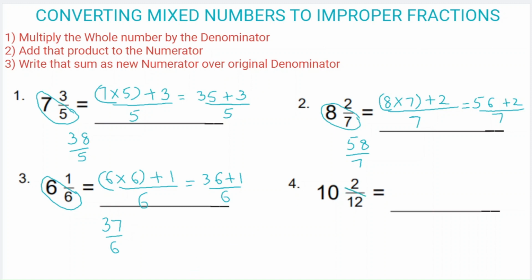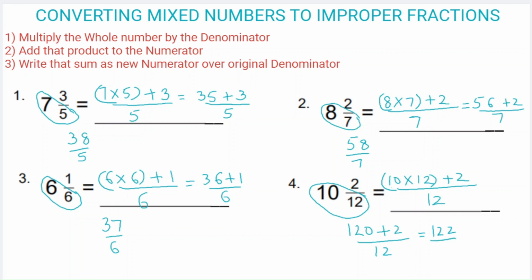Let's try the next one. I'm going to multiply whole number with the denominator. 10 times 12. Add the product with the numerator, which is 2 here. Keep the denominator same, which is 12. That's going to be 120 plus 2 over 12, which is 122 over 12. Now 122 and 12 have a common factor, and that is 2. Divide both numerator and denominator by 2. My answer is 61 over 6. So 61 and 6 do not have any common factor except 1. I'll leave it as is.